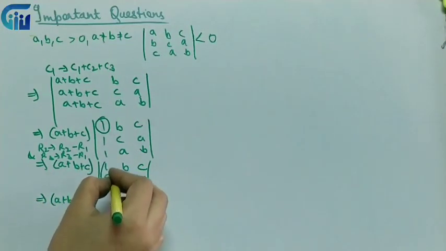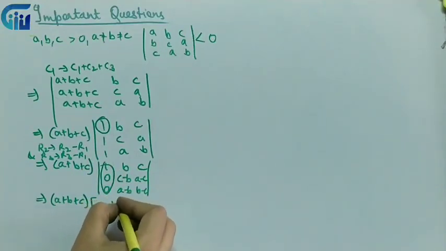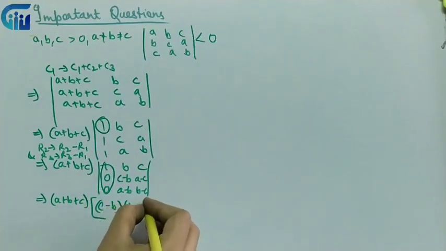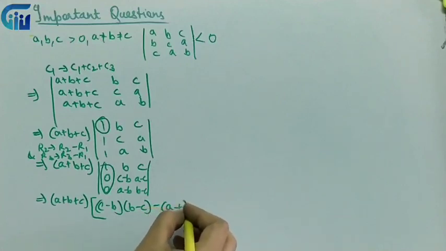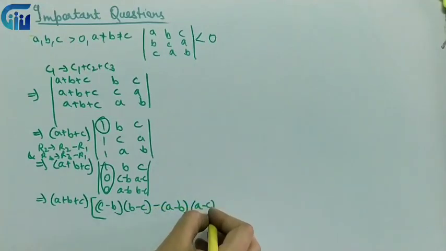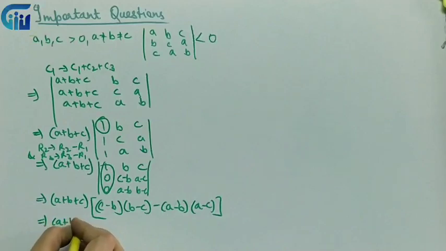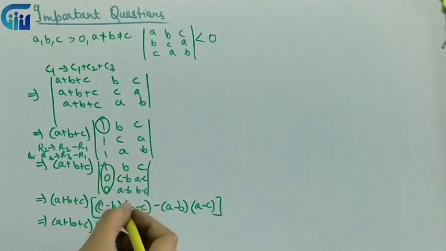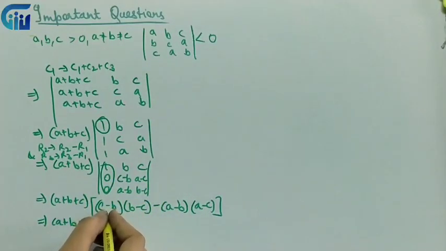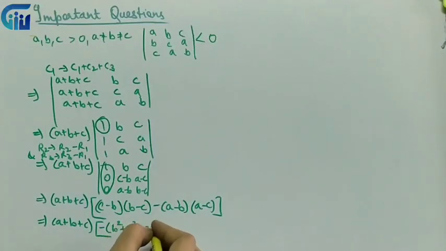If I expand it along column 1, what will I get? C minus B multiplied with B minus C minus A minus B multiplied with A minus C. Now let's open up the whole thing. So let's see, A plus B plus C. So this will be, what do we observe? If I take minus common, this will be B minus C whole square. So I can write this as minus of B minus C whole square. I'll open up. So B square plus C square minus 2BC. Clear? I have taken minus common here.